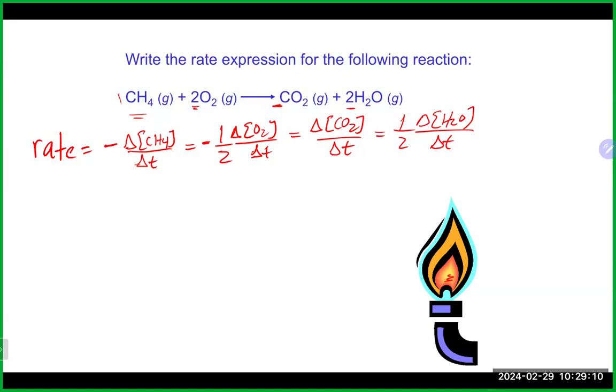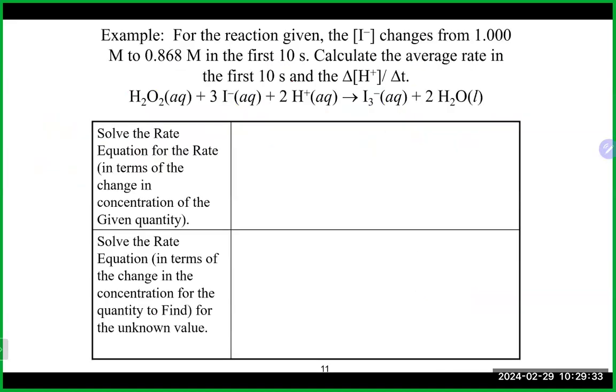Yeah, the instantaneous rate would probably have to do with some graphing and the slope of the tangent and things like that. This is again going to be more your average rate that we're looking at in this situation. Other questions? All right, so let's try one with some actual numbers.